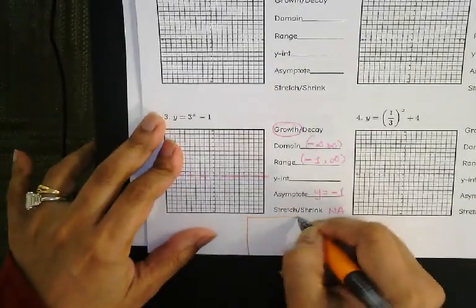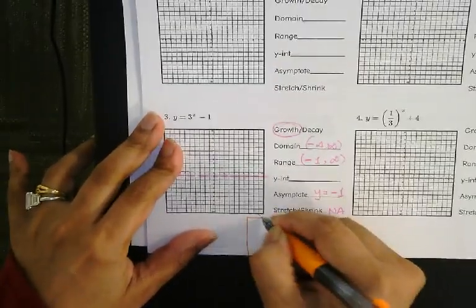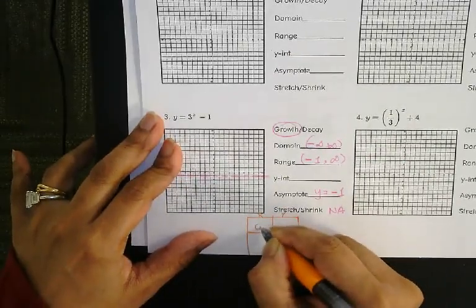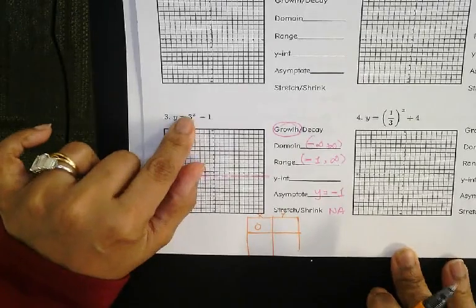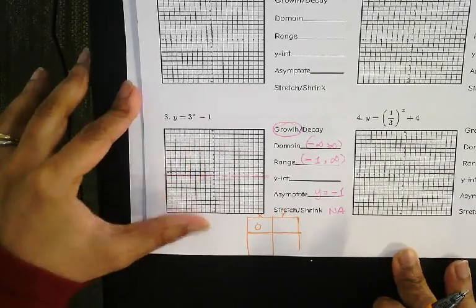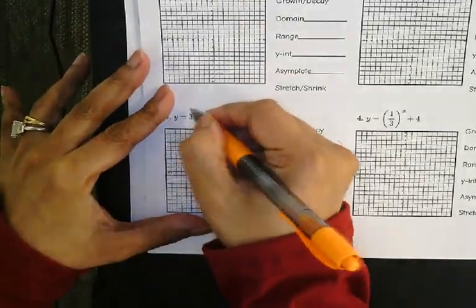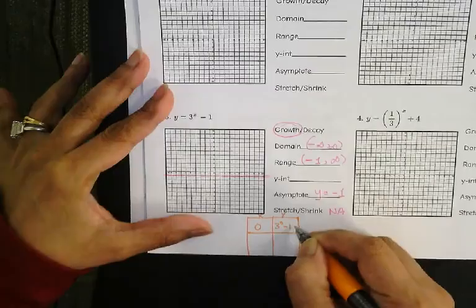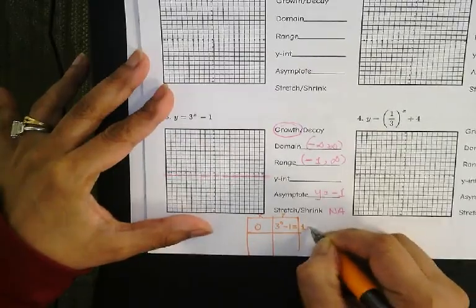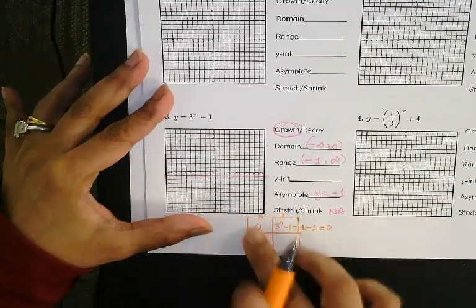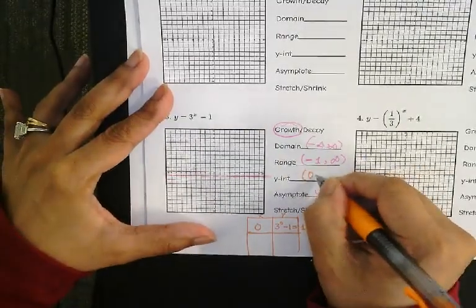So let's set up, this is my x value, this is my y value, and I'm setting up x equal to 0. Now if you plug in 0 over here, 3 to the power 0, what's the value? 1. So it's going to be 3 to the power 0, which is 1, minus 1. 1 minus 1 is going to be 0. So it's going to be 0, 0. That's my y-intercept.